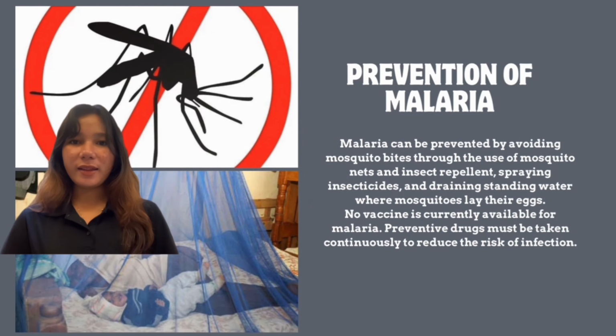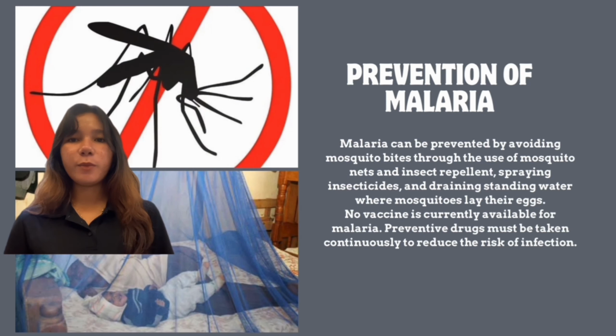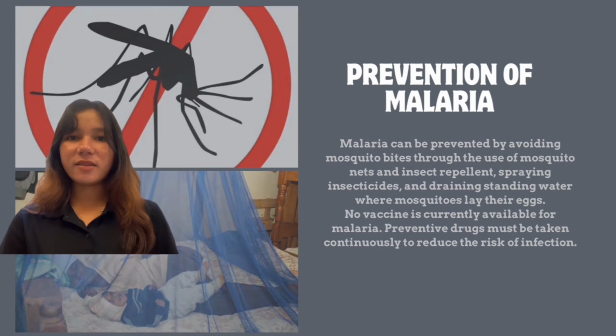And how to prevent it? Malaria can be prevented by avoiding mosquito bites through the use of mosquito nets and insect repellent, spraying insecticides, and draining standing water where mosquitoes lay their eggs.